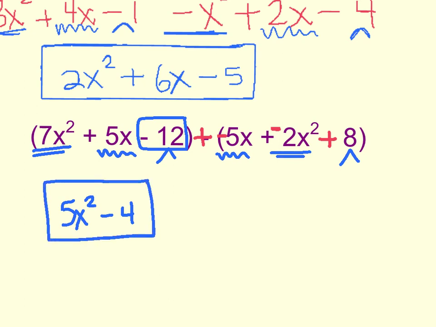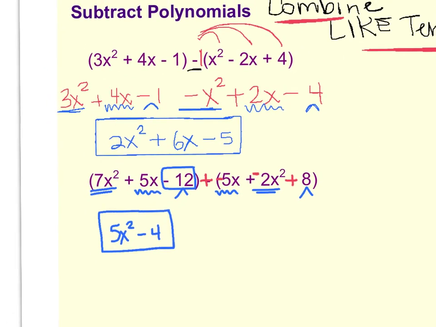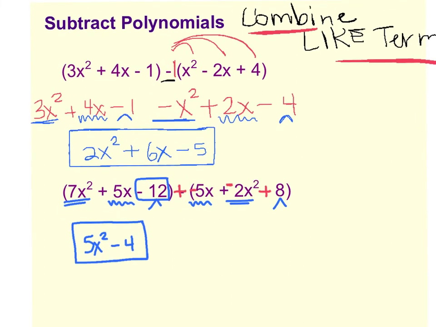So what we did here, two methods. You can distribute a negative 1, or you can add the opposite and add all the opposite signs. Either way, you should get the correct answers with those.